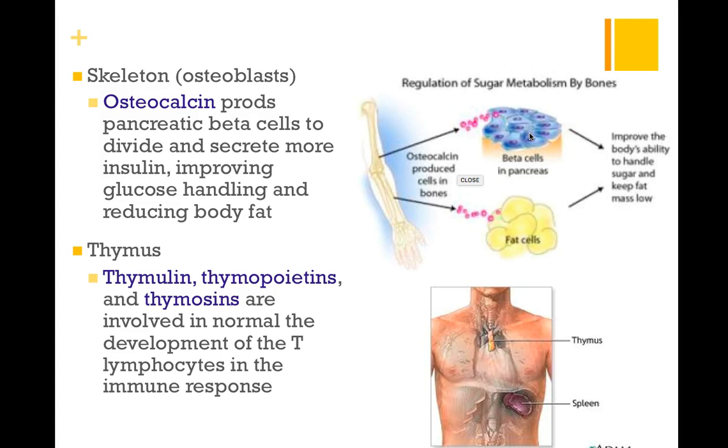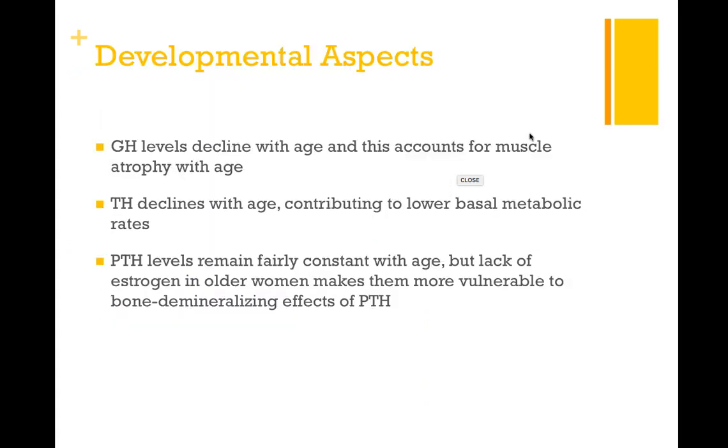Our thymus will secrete several hormones. It will secrete thymulin, thymopoietins, and thymosins. And they're involved in helping the development of our T lymphocytes, also known as T cells, within our immune response, which we'll go into more detail in Chapter 22.